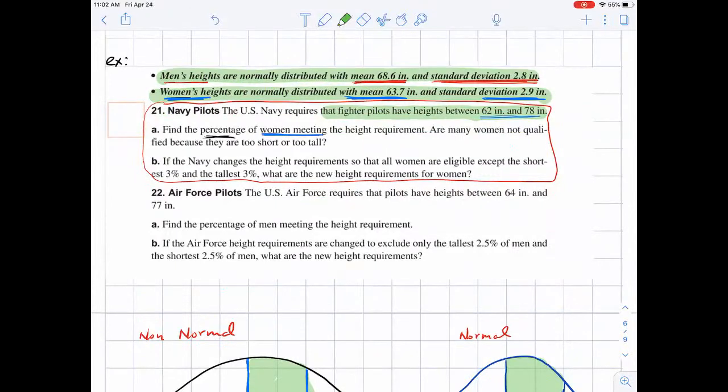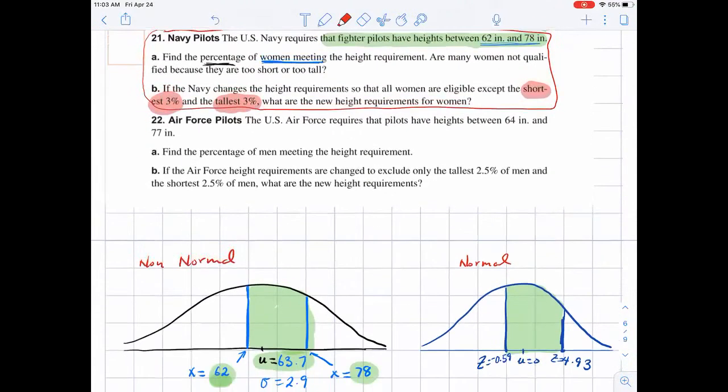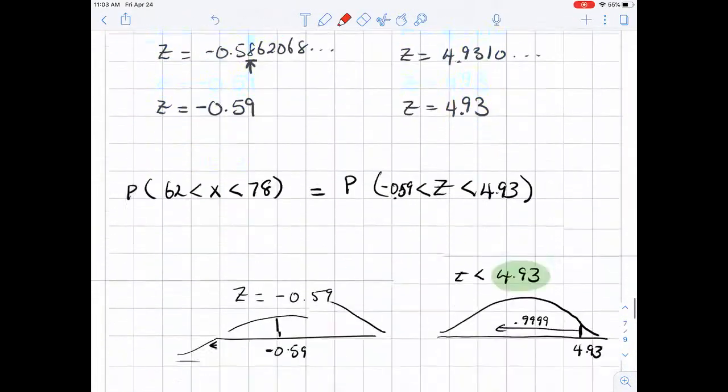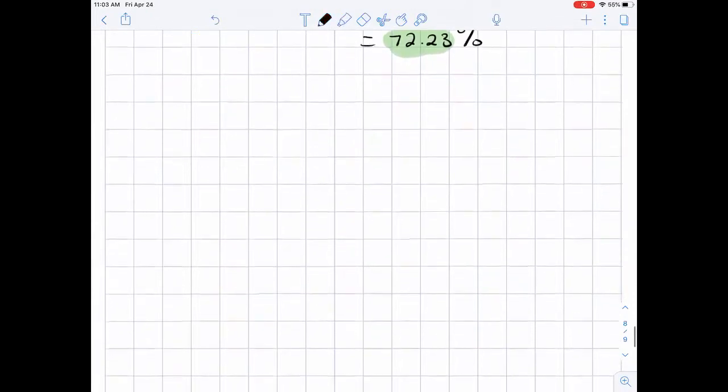Now, if you look at part B, part B is a little bit different. If the Navy changes the height requirements so that all women are eligible, except for the shortest 3% and the tallest 3%, be very careful now. Shortest 3% and tallest 3%. Now, 3% represents what value? Well, first of all, if we draw a picture of it, maybe that will help.